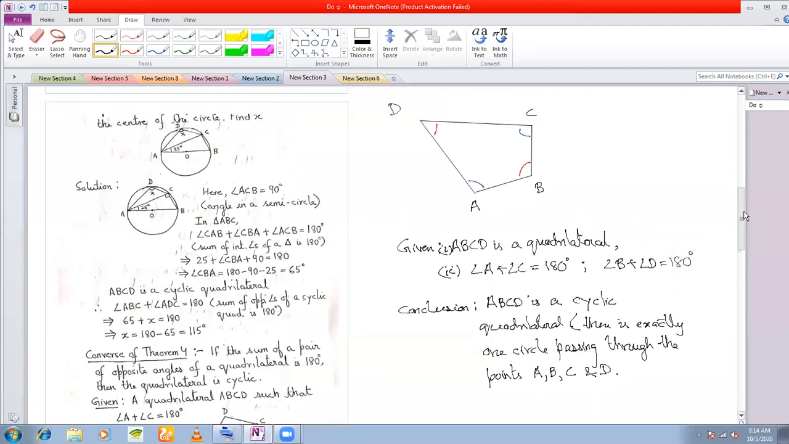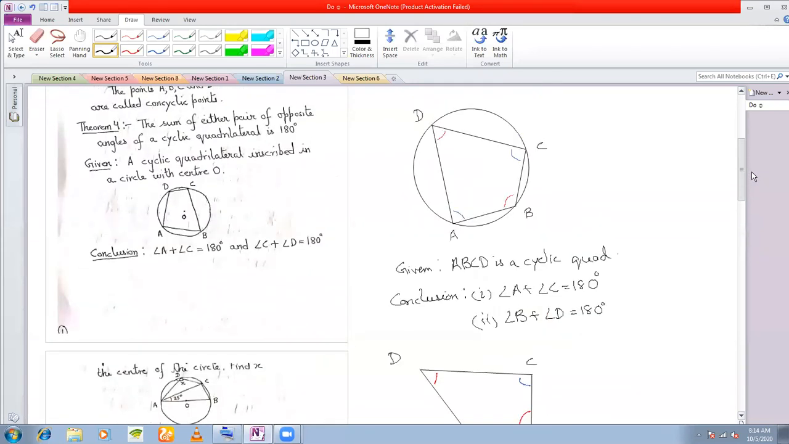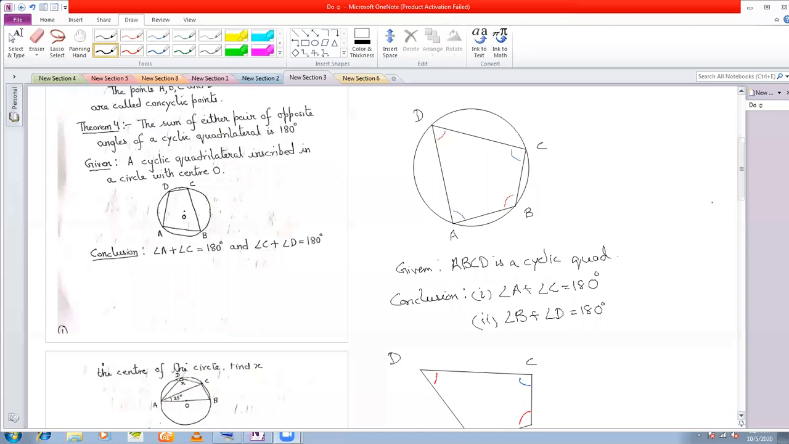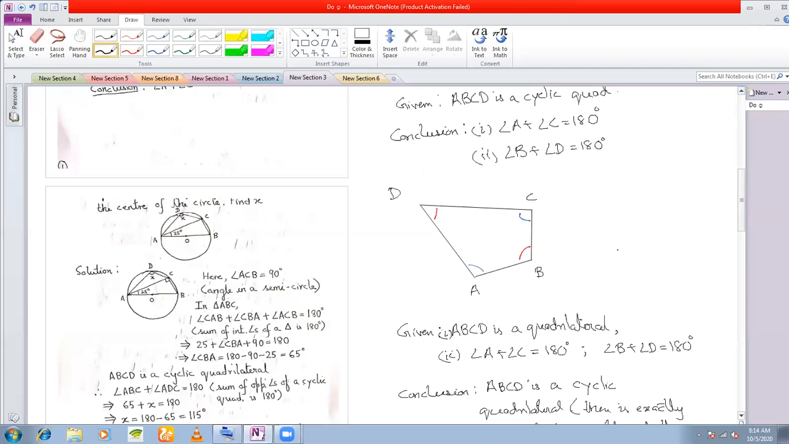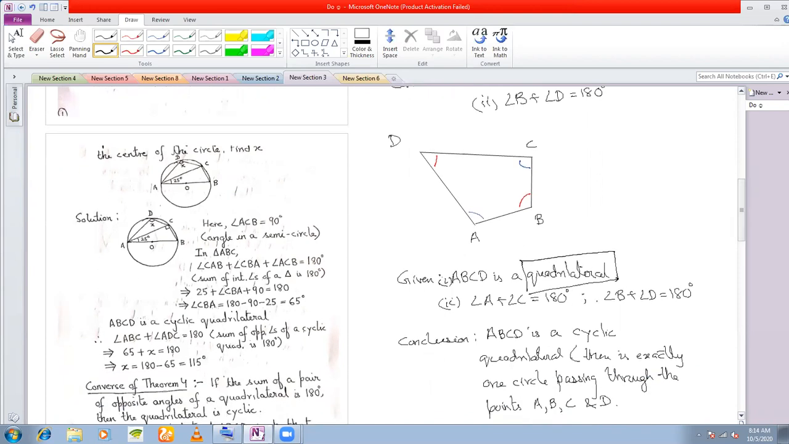Okay, so the converse also holds. So what is the difference between these two, the theorem and its converse? In the theorem, it was given to you that ABCD is a cyclic quadrilateral. But in the converse, it is not given to you that it is a cyclic quadrilateral. In fact, it is given to you that ABCD is any quadrilateral, not exactly cyclic. But an additional piece of information is given to you in the converse. And what is that information? That the opposite angles of that quadrilateral are 180 degree.